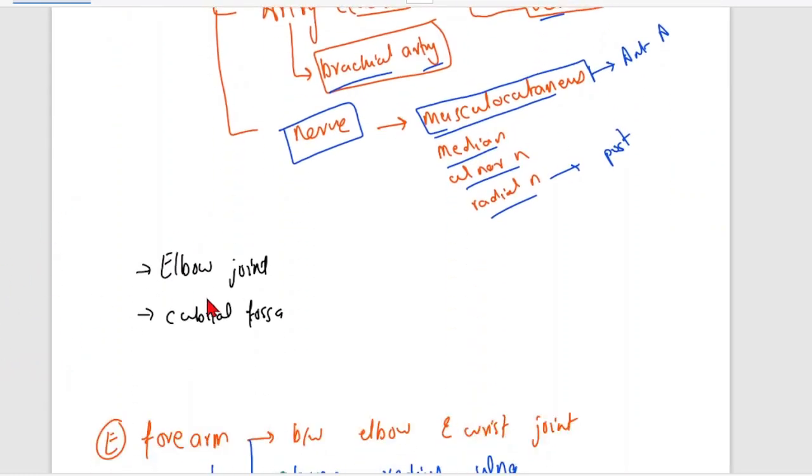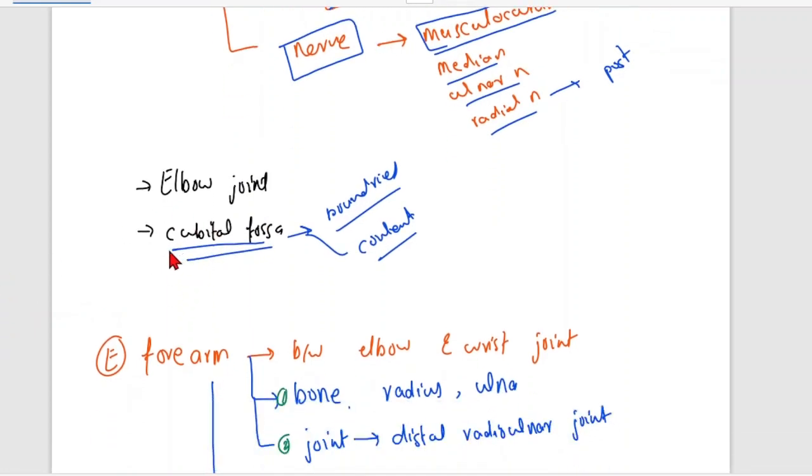Now that is the arm, and the elbow joint is also present in the arm region. And the cubital fossa is also present. So you have to know about the cubital fossa: what the boundaries of the cubital fossa are and what the contents of the cubital fossa are. This is very important for MCQs and exam questions.